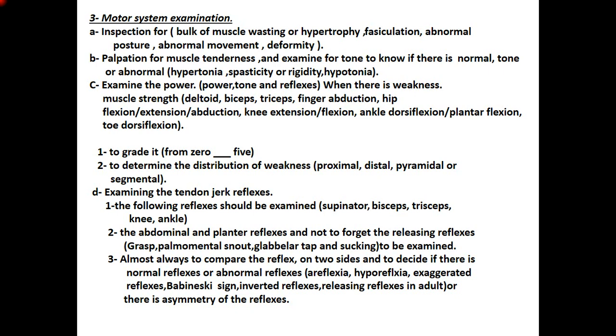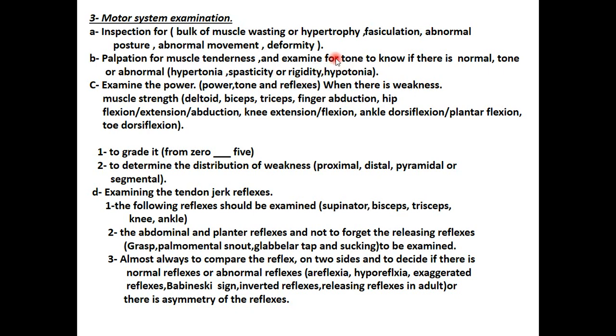So the third step in examination of the patient neurologically: we start with general neurological examination, then cranial nerve examination, now motor system examination. Motor system examination starts by examining the muscles, looking for the bulk of the muscles, if there is any wasting, atrophy, hypertrophy, fasciculation, any abnormal posture or abnormal movement or even deformity. Then you have to palpate for muscle tenderness and examine for tone.